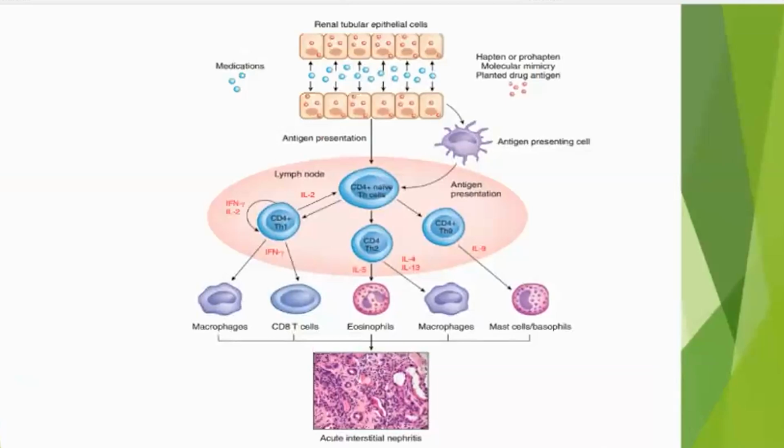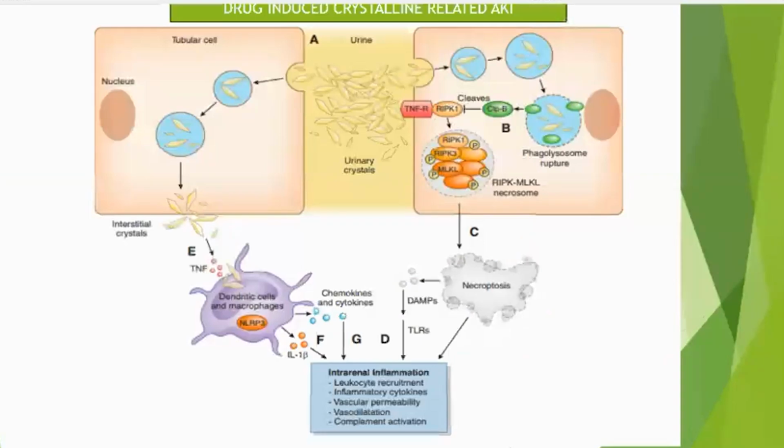Okay. So approximately, it has been estimated that 50% of patients with acute interstitial nephritis develop CKD, with a loss of median 11 ml per minute per 1.73 square meter of eGFR from the baseline to 6 months after the biopsy. Then the third mechanism is drug-induced crystalline-related acute kidney injury.